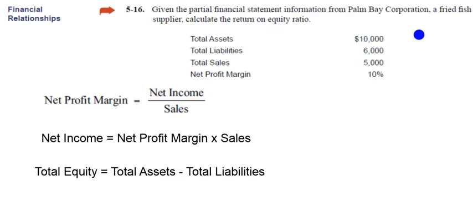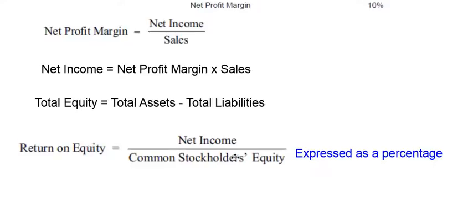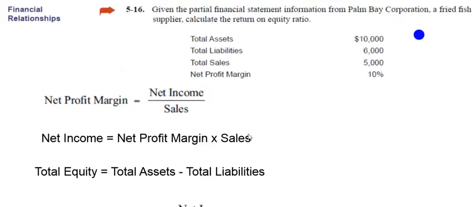So coming back here, this is fairly straightforward, except we don't know what the net income is. We don't have net income here. But what we do have is the net profit margin right here. And we know from our net profit margin ratio that it is the net income over sales.